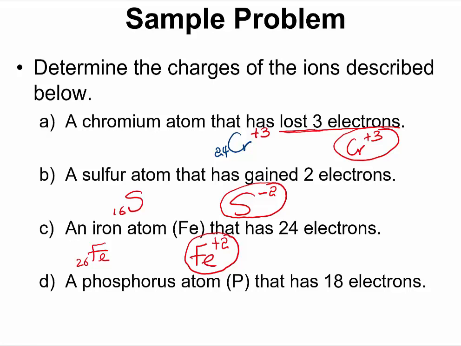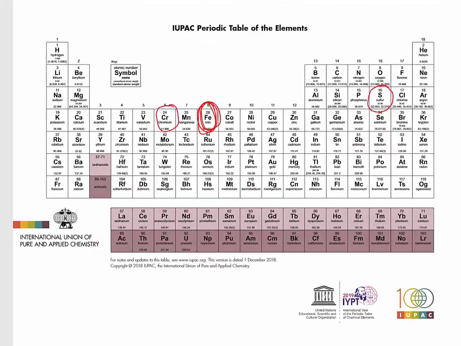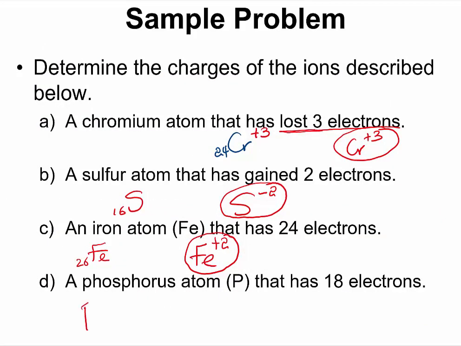extra protons. And lastly here, a phosphorus atom that has 18 electrons. Again, let us take a look at the periodic table. Normally, a phosphorus atom will have 15 protons and 15 electrons. So normally, that is a phosphorus atom. But if it has 18 electrons, that means the phosphorus atom must have gained 3 electrons. So this will be the symbol.